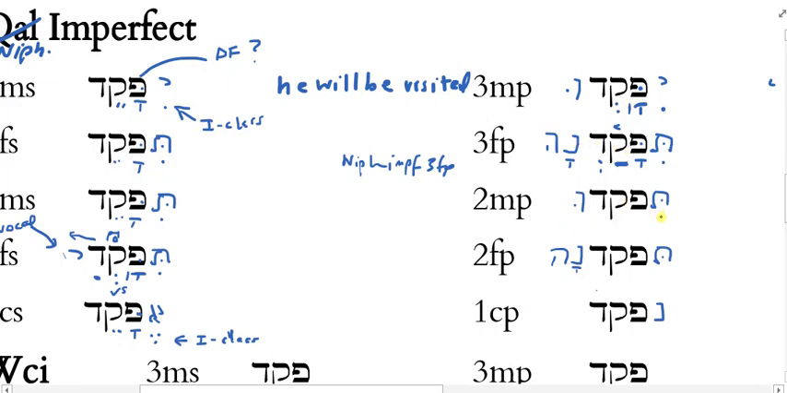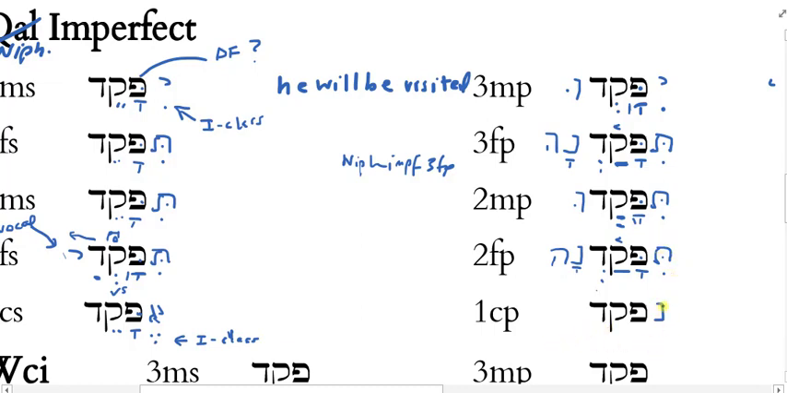The 2MP, what am I going to do? Add a hireq, add a doubling dot, add a qamets. The basic pattern is a sere here, but when I add the shureq, what will happen to the sere? It becomes vocal shewa. Tipaqedu, and I'm going to use a metheg to ensure my pronunciation the proper way. Tipaqedu. 2FP, tipaqadnah. So both of these mean y'all will be visited.